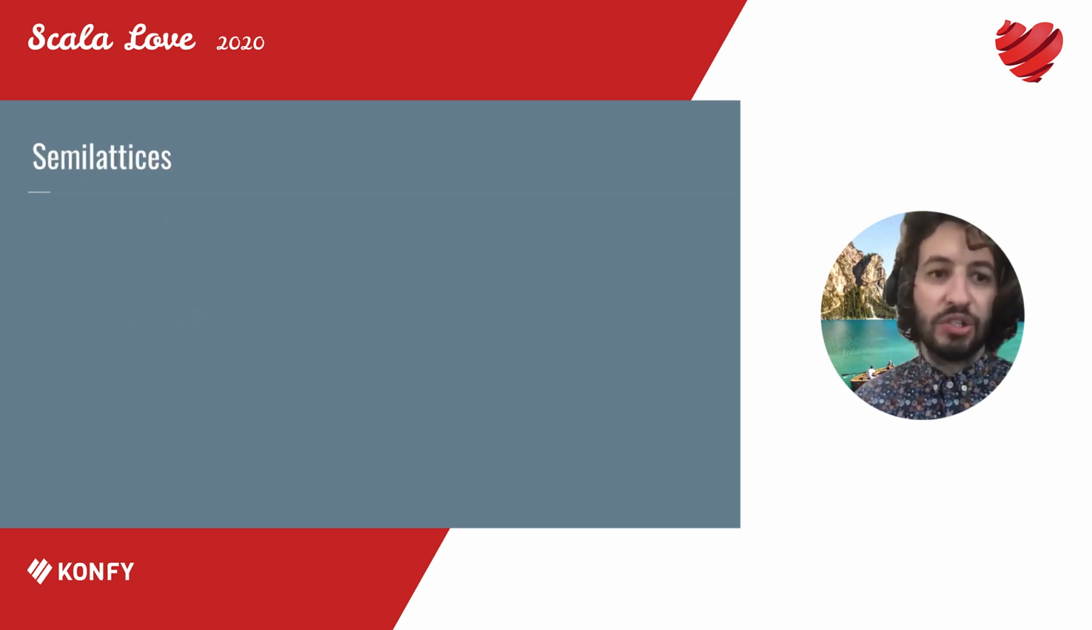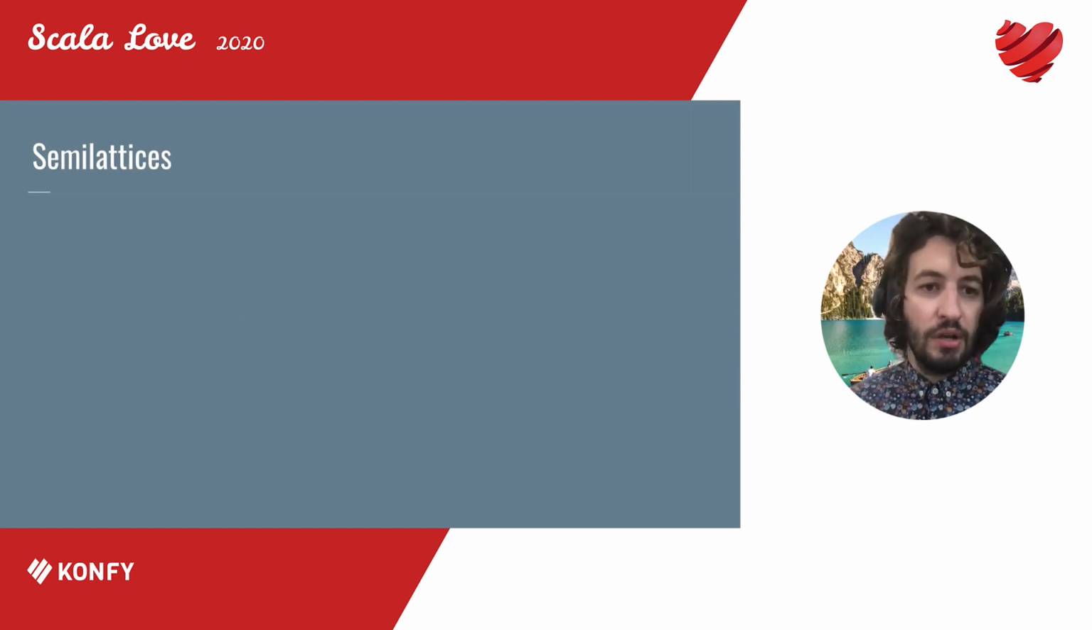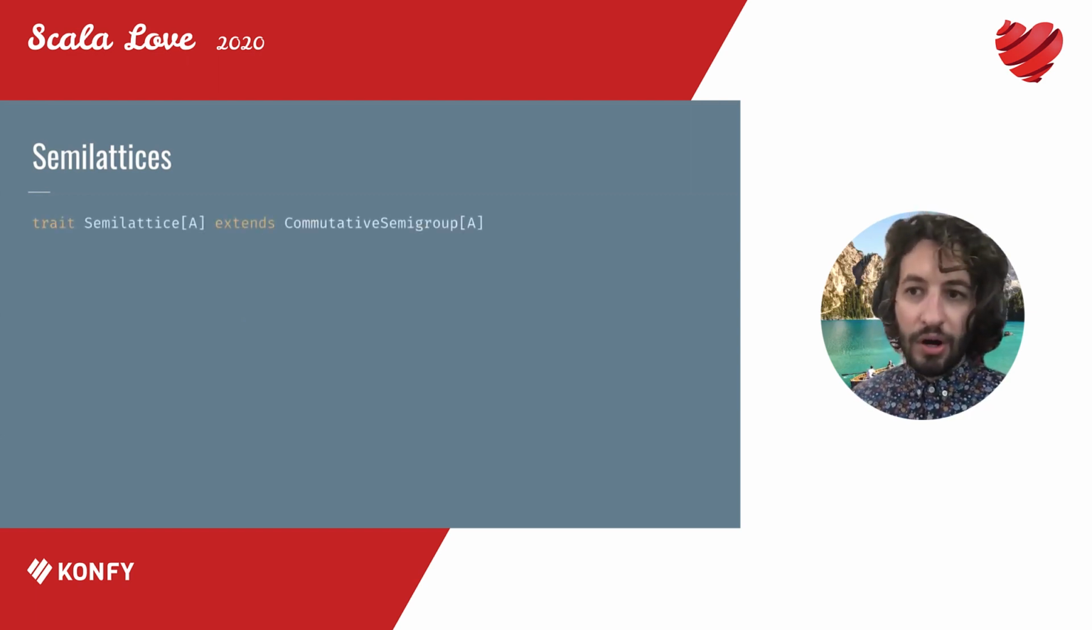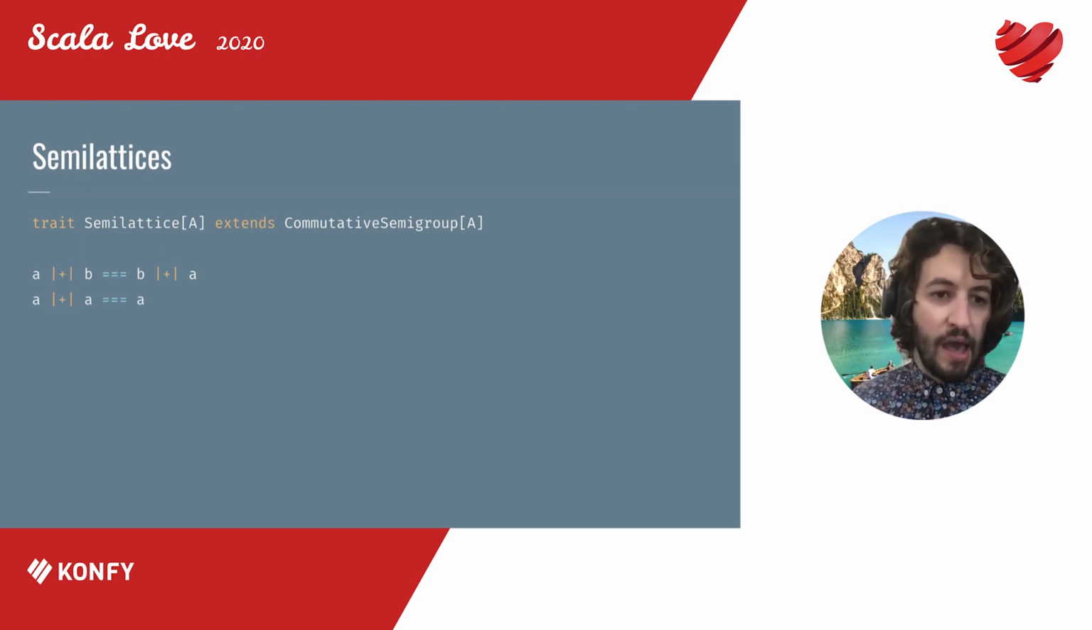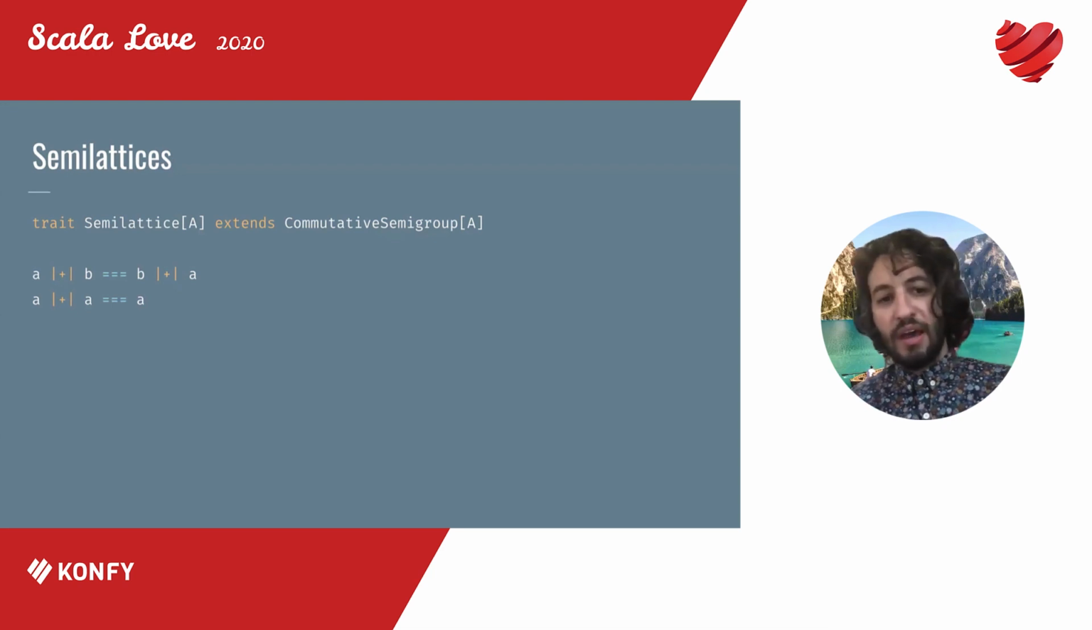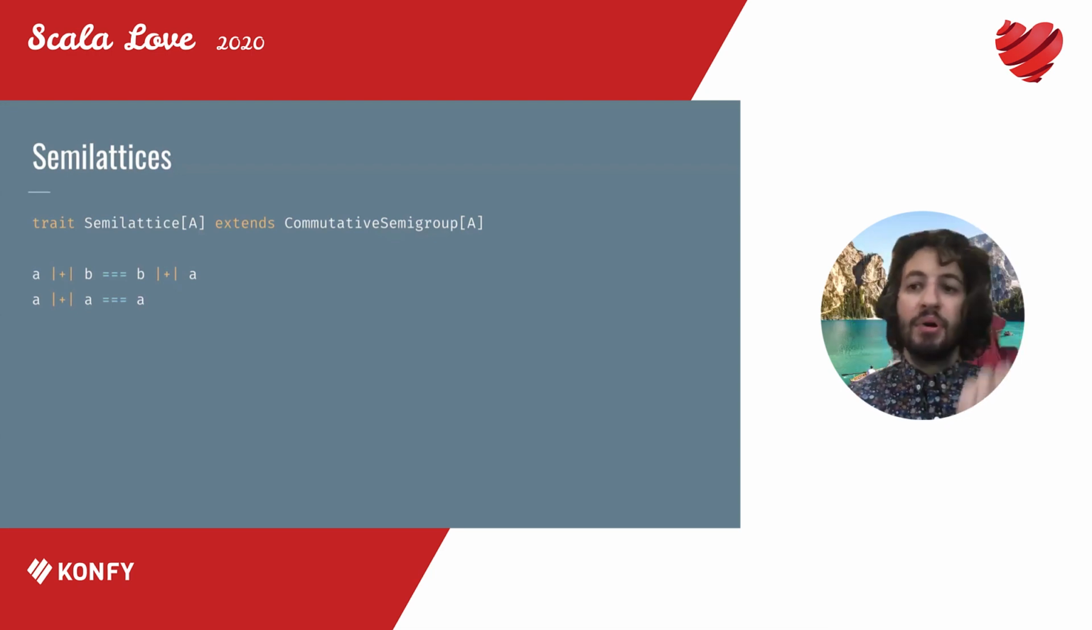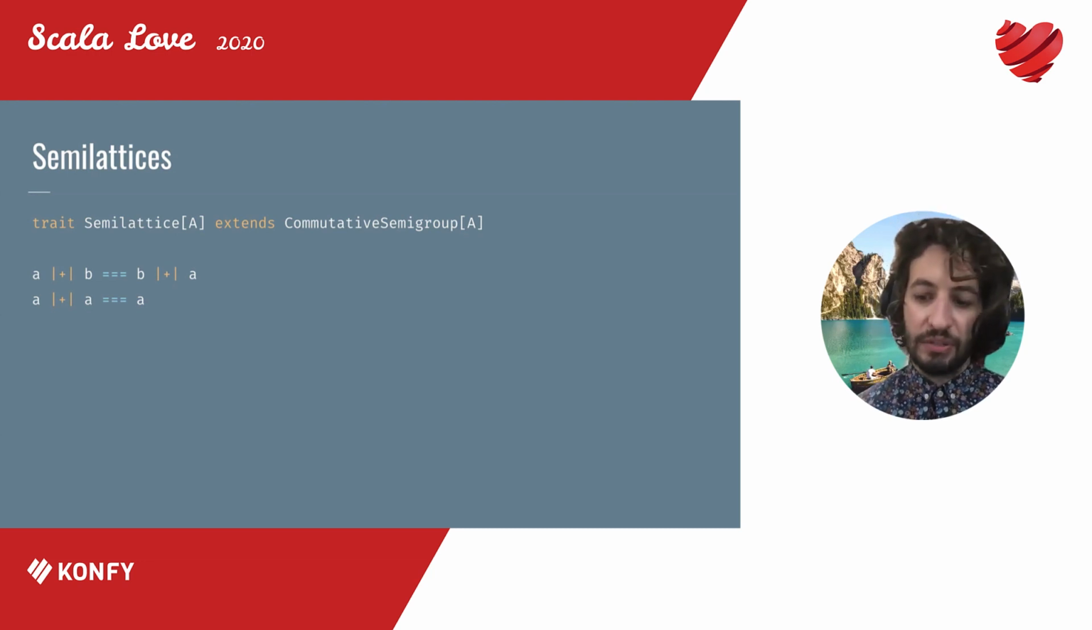Next are semilattices, which is another really interesting algebraic structure. Semilattices are basically semigroups, so they don't have an identity, but they are commutative and they're also idempotent. Commutativity says that if you combine A with B, that has to be the same as B combined with A. And idempotency says that if you combine anything with itself, it remains the same. This limits a lot of things, but other than that, it's basically exactly like a semigroup. So it has to be associative, commutative, and idempotent.